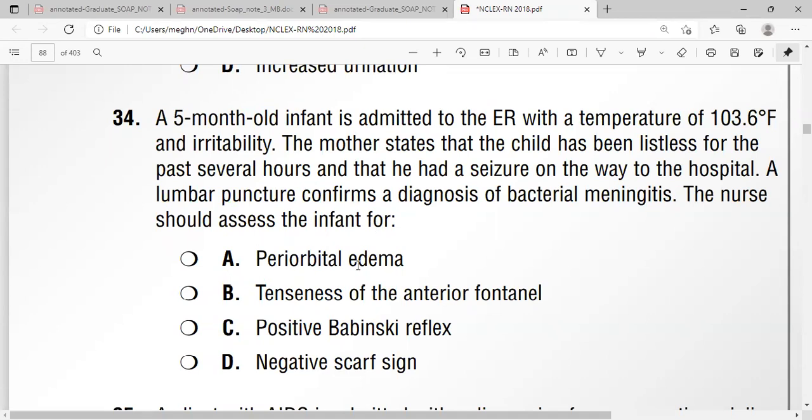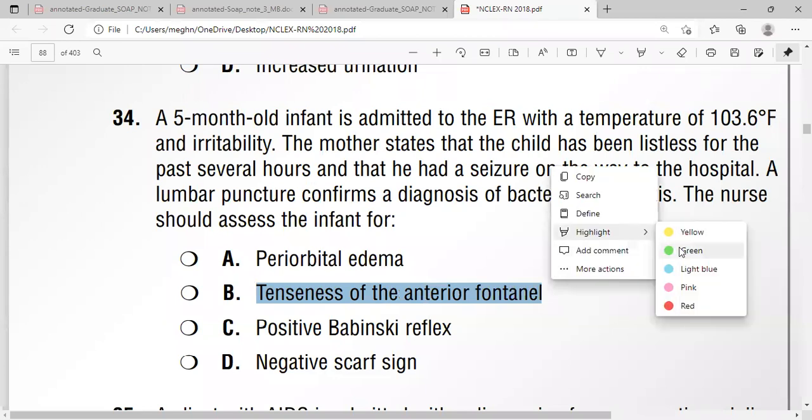A, periorbital edema. Number B, the tenseness of the anterior fontanel. Number C, positive Babinski's reflex. Number D, negative calf sign. So the correct answer is number B, right? The tenseness of the anterior fontanel.